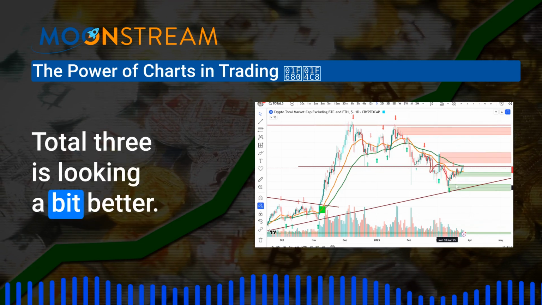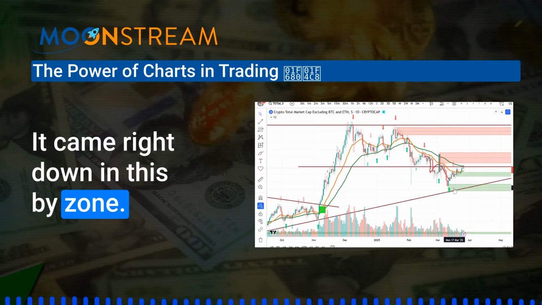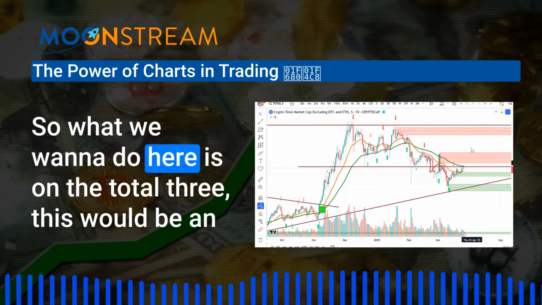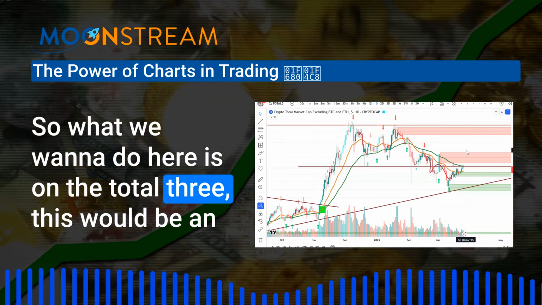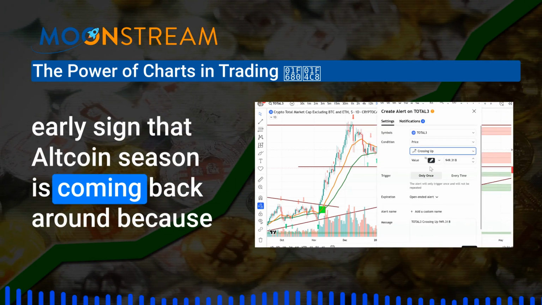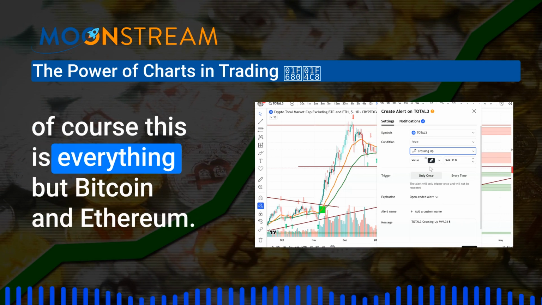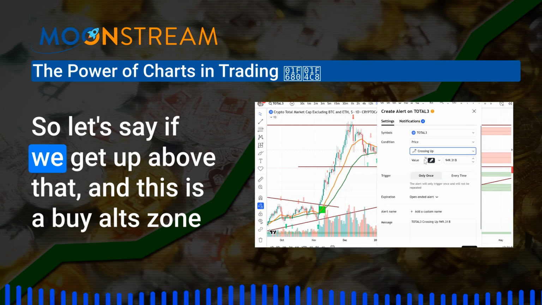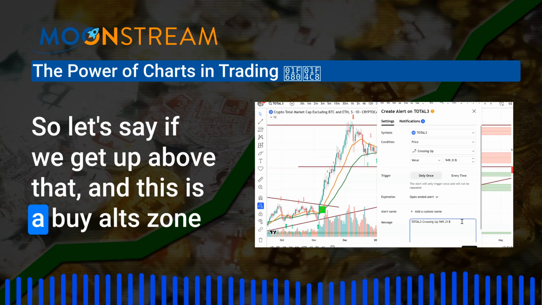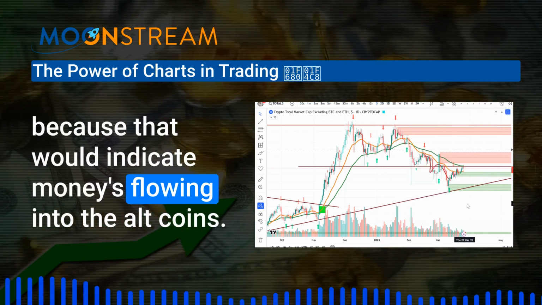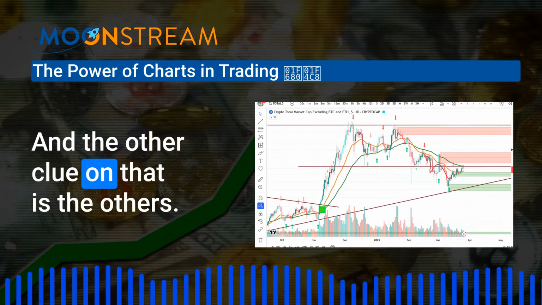Total 3 is looking a bit better. It came right down in this buy zone, and it's starting to put in a higher low. So what we want to do here is on the total 3, this would be an early sign that altcoin season is coming back around, because of course this is everything but Bitcoin and Ethereum. So let's say if we get up above that, this is a buy alts zone, because that would indicate money's flowing into the altcoins. And the other clue on that is the others.